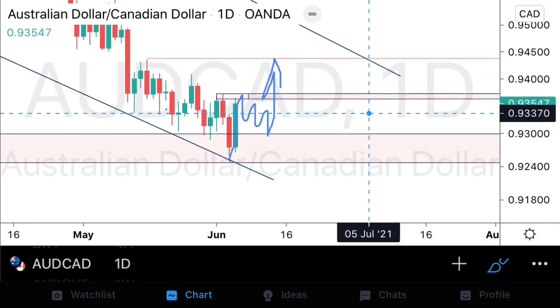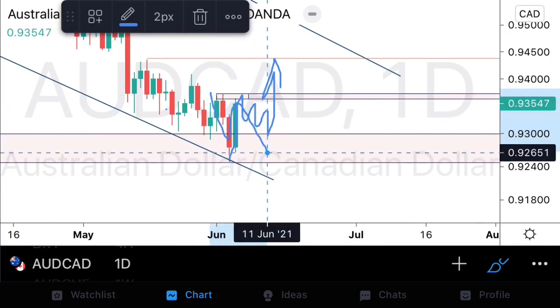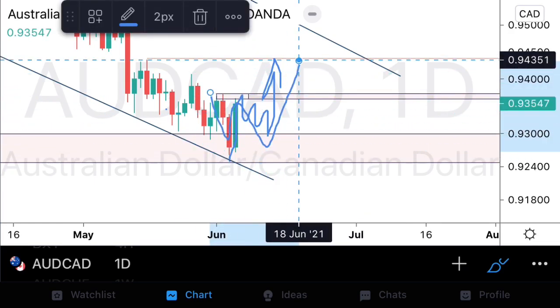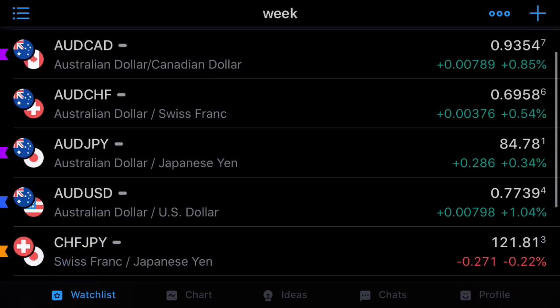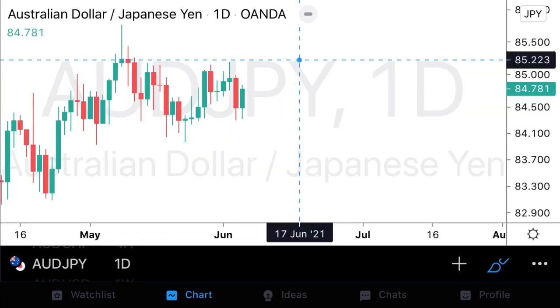We could possibly get a daily double bottom structure. Regardless of how that structure comes, guys, we are looking for bullish bias price action. Let's go on to Aussie Yen, guys.